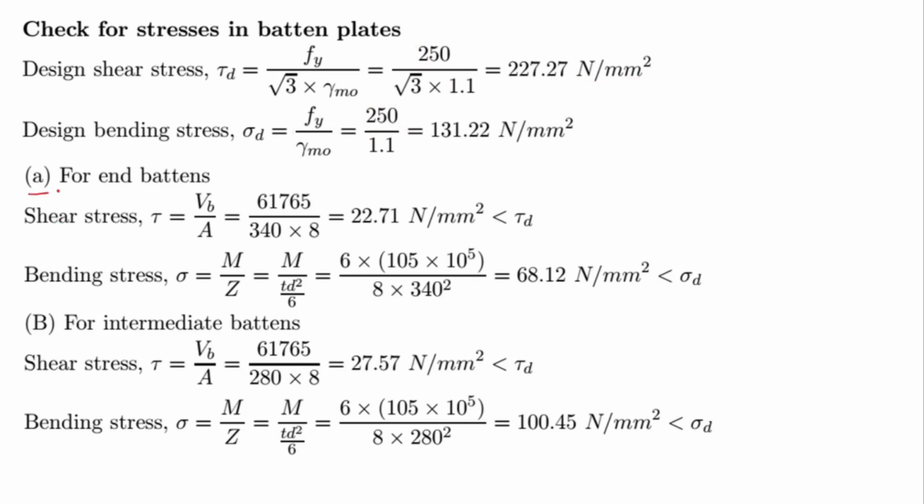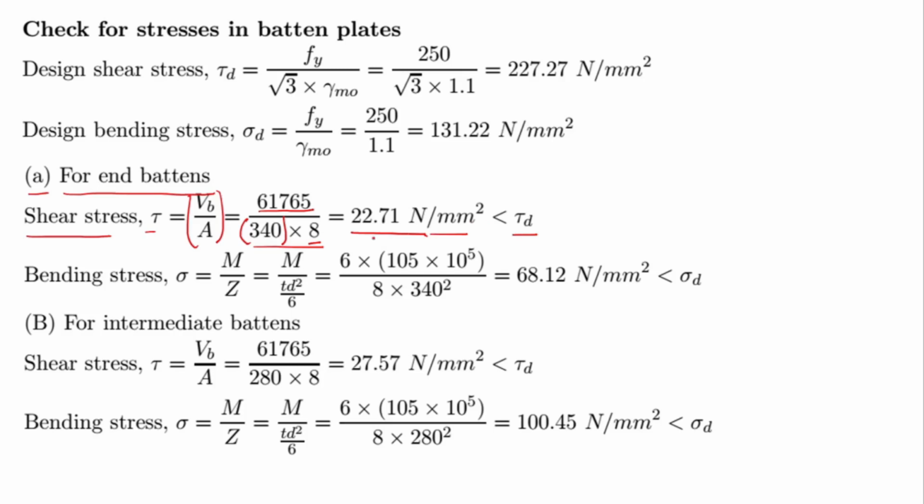Now for end battens, we shall calculate shear stress tau, which is equal to Vb by A. Vb is the transverse shear force, which is calculated as 61,765, and A is the area of cross section of the end batten plates, where 340 is the overall depth of the batten plates and 8 is the thickness. So shear stress is calculated as 22.71 Newton per mm square, and it is less than tau d, which is the design shear stress.